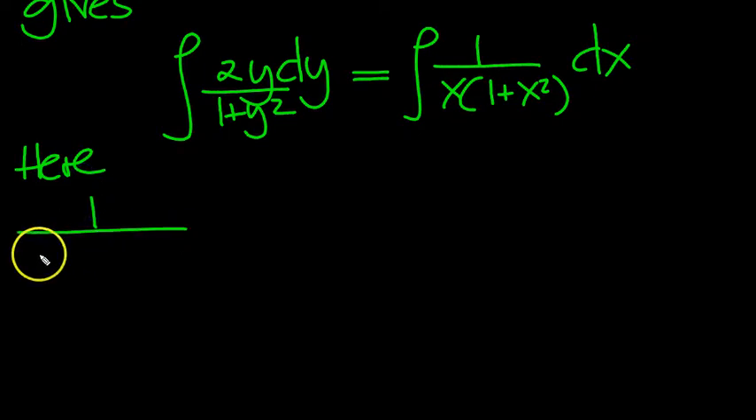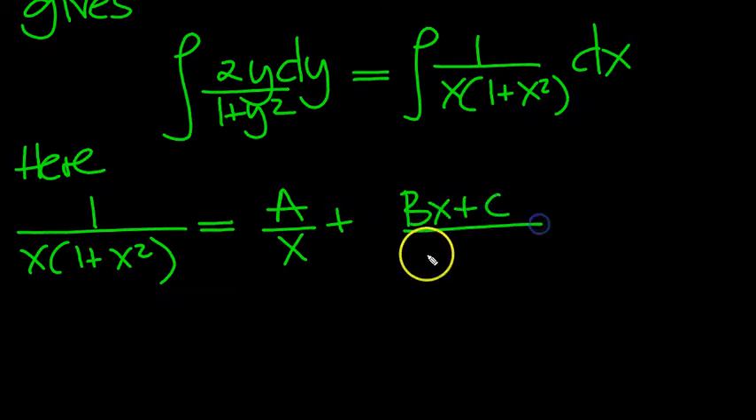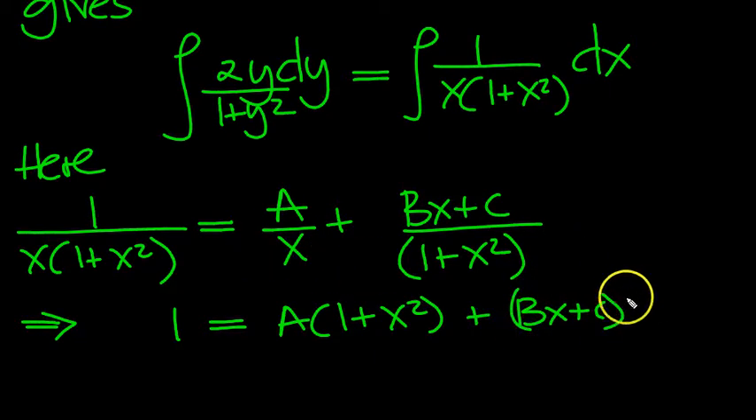Here, 1 over x(1 plus x squared). Let's just quickly get the partial fractions. It will be A over x plus (Bx plus C) over 1 plus x squared, isn't it? Let's work out these values. So cross multiply by the denominator. That gives 1 equals A(1 plus x squared) plus (Bx plus C)x. Put a bracket around it because we're moving an object from divide to times, cross multiplying, so we get that.